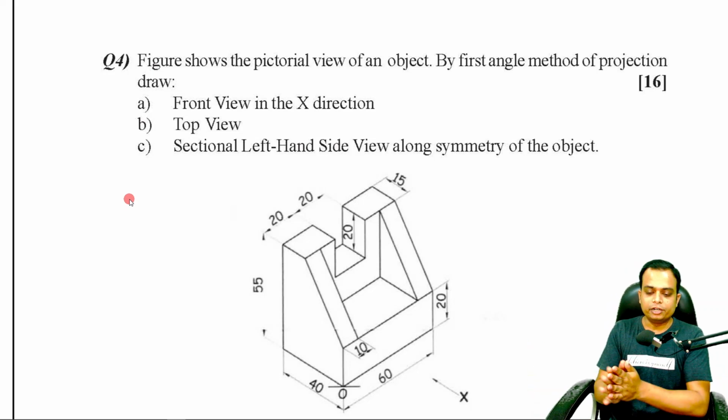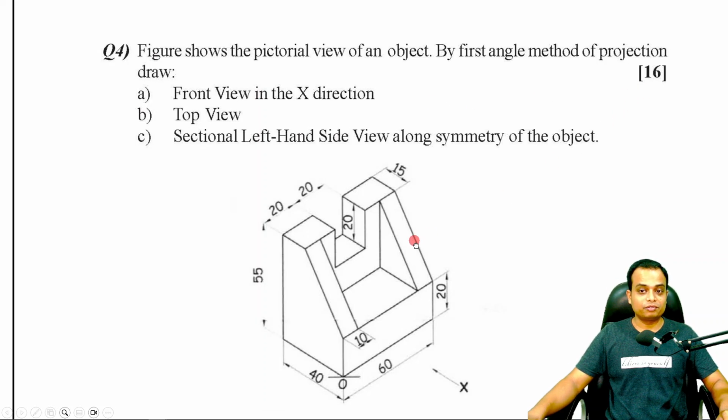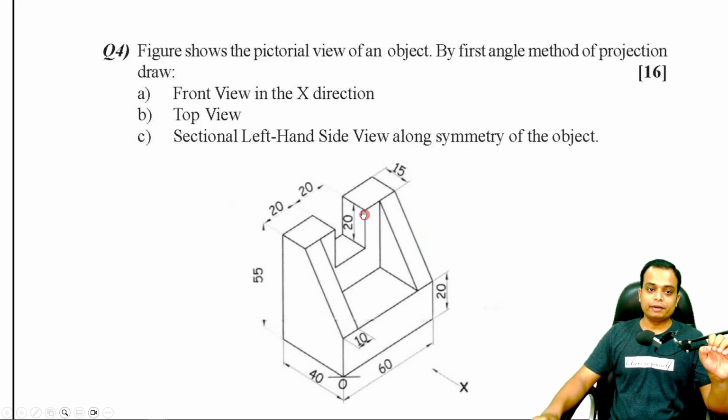Okay, so let's continue the question paper series, and today we are going to go for problem number 4. This is of 16 marks. It's an easier problem. I think you can crack this very, very easily. What's been given is this pictorial view of the object. By first angle method of projection, draw the front view in the direction of x.